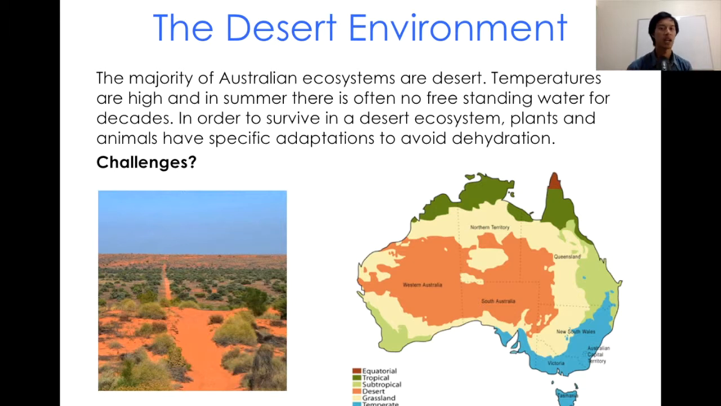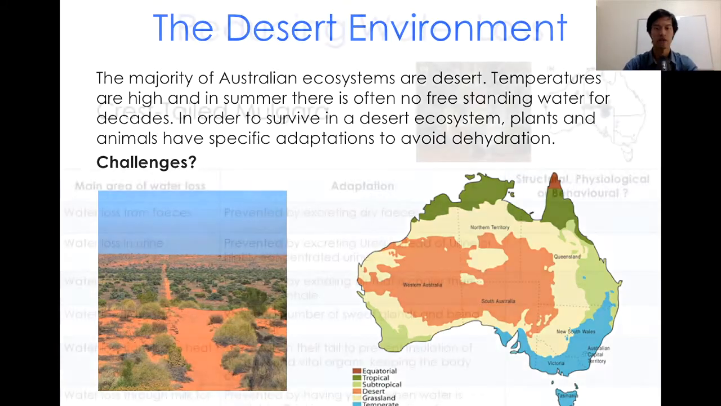Temperatures are fairly high, and in the summer there's often no freestanding water for long periods of time, up to decades. In order to survive in the desert ecosystem, plants and animals have to have specific adaptations that avoid dehydration. You can imagine some of the challenges being intensity of sunlight, heat stress, water desiccation, and lack of nutrients. The adaptations must therefore counter those issues.